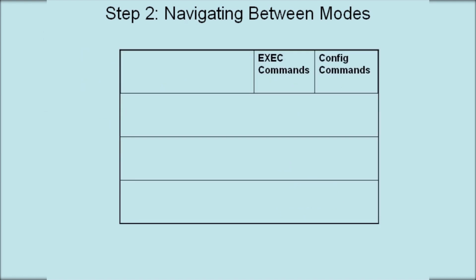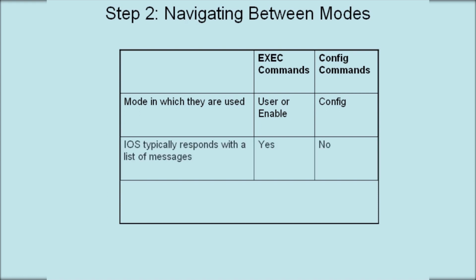While moving between the modes may be relatively simple, it's hard to really understand what these modes are for until you see lots of examples. Before we do that though, let's consider the types of commands you would use in each mode. There's 2 main styles of commands. One's called exec commands and one's called configuration commands. As you see here in the table, they've got some differences. First of all, exec commands are only used in user or enable mode, whereas configuration commands are only used in config mode. The main difference is the following.